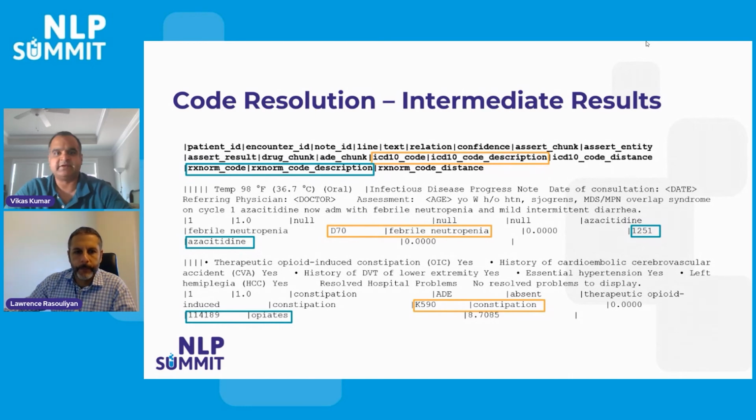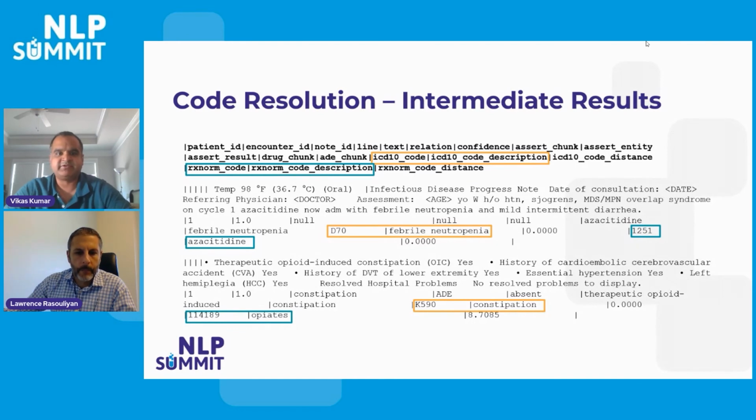And here in the orange outline, you'll see the adverse drug event entities mapped to their corresponding ICD-10 codes. If you look at the text above the orange box, you'll see age, year-old with a history of certain diseases, now admitted with febrile neutropenia and mild intermittent diarrhea. In this case, the entity they're identifying is neutropenia, and that's mapped to its code of D70. And the drug is acetylcysteine, and it's mapped to its RxNorm code of 1251.